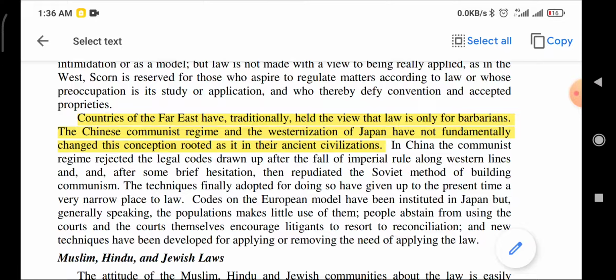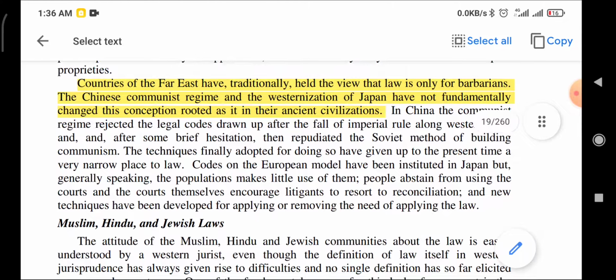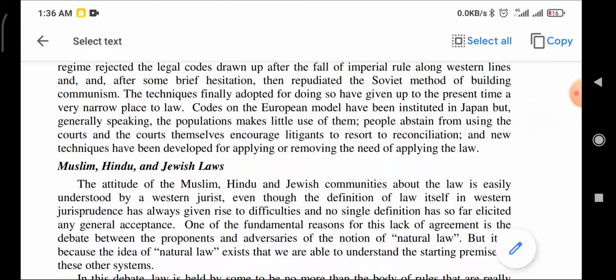Courts on the European model have been instituted in Japan, but generally speaking, the population makes little use of them. People abstain from using the courts, and the courts themselves encourage litigants to resort to reconciliation, and new techniques have been developed for removing the need of applying the law. Muslim, Hindu and Jewish law.